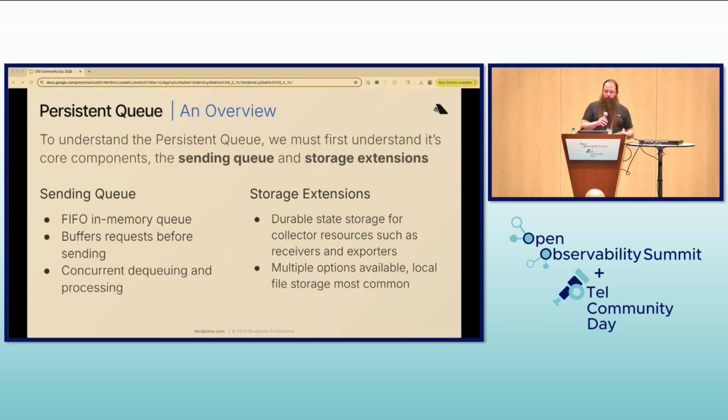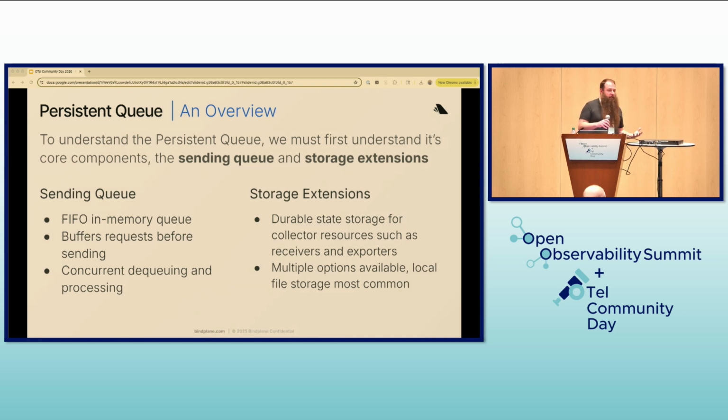Cool. So, continuing on with an overview of this, it's really helpful to understand the two key components of the persistent queue. We've got a sending queue in general, and then we've got a storage extension to go along with it.